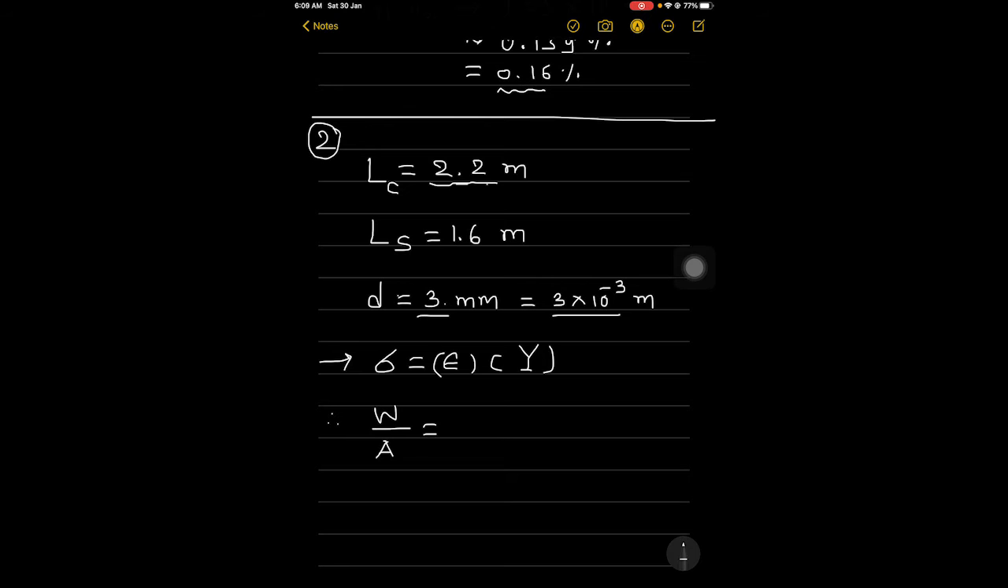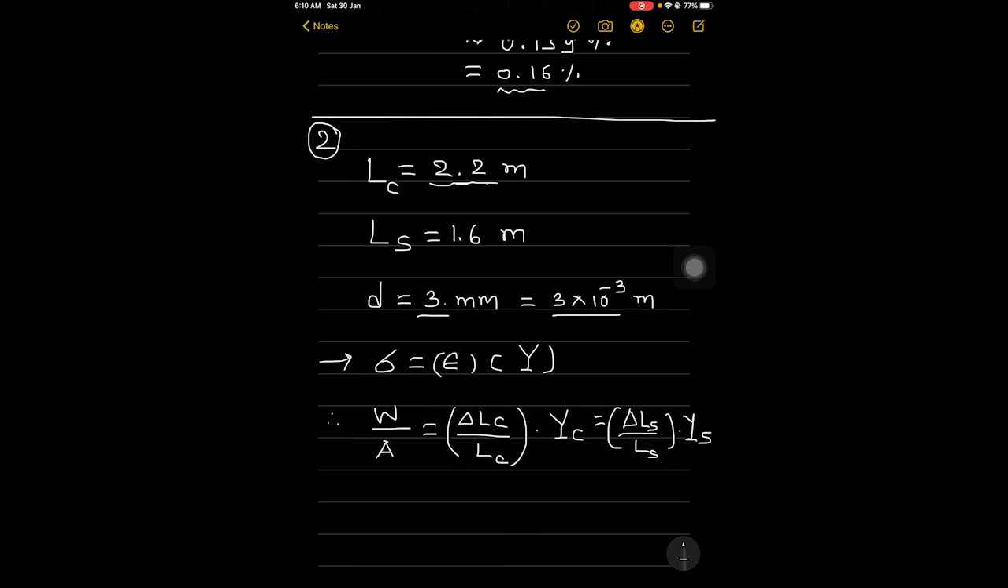But elongation of copper, we can say that is delta LC over L, that is length of copper, into Young modulus of copper. In the same manner, for steel it is delta L of steel upon original length, that is L steel, into Young modulus of steel. So we can say that from the Young modulus value and the given length, we can have the elongation of both the material.